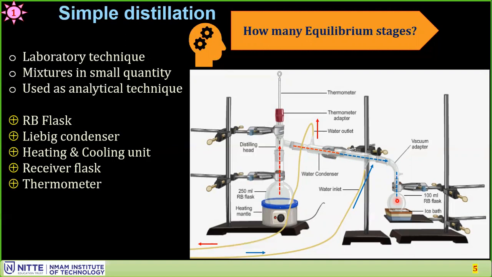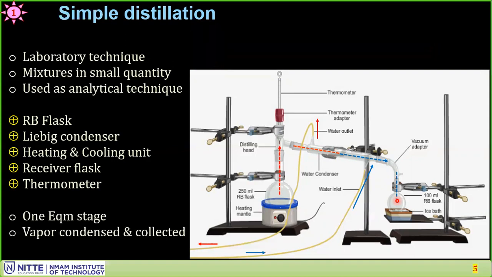Alright, now I hope you have thought about this. The number of stages is one equilibrium stage. The reason is you have only one liquid phase and one vapor phase coming into contact with each other. If you do not take it out, there exists only one equilibrium stage. But if you continuously remove it, you will get multiple equilibrium stages. The vapors are taken away and condensed.